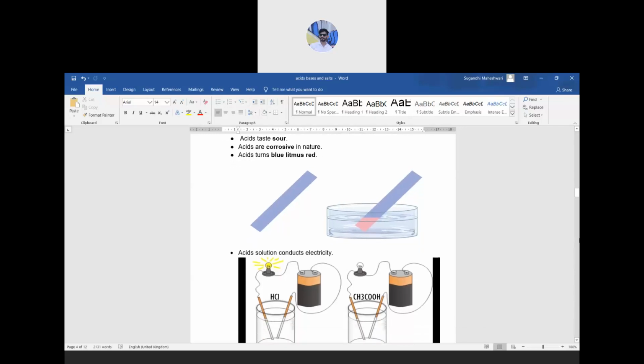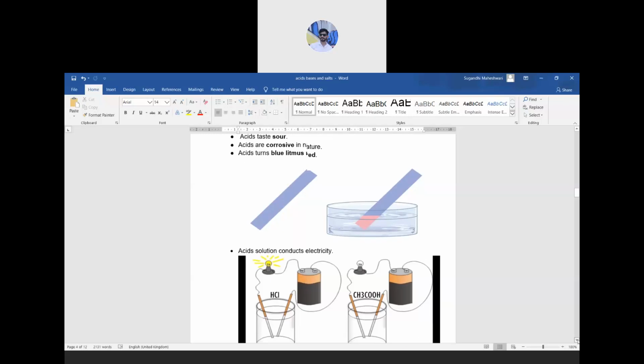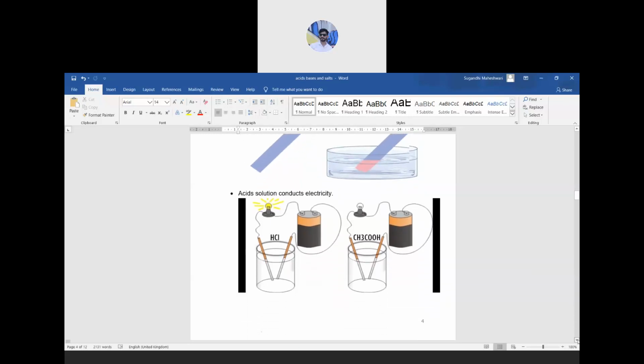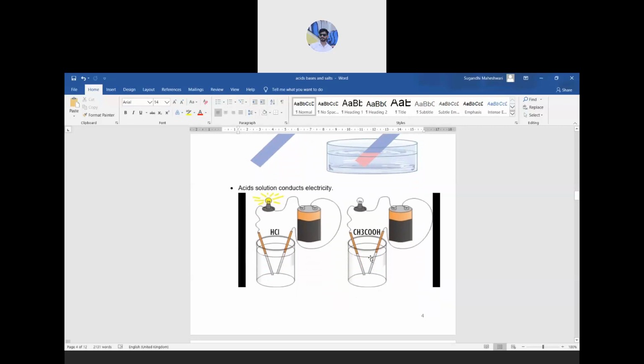The next is that acid conducts electricity. In the last class, we learned that acids dissociate into ions, that is H plus. When they are added to water, they convert to hydronium ion and chloride ion. If ions are present, that means it is an electrolytic solution, so they will conduct electricity. On the other hand, acetic acid is a very weak electrolyte. It is partially dissociated, so it does not conduct electricity that well, which means the bulb does not glow.